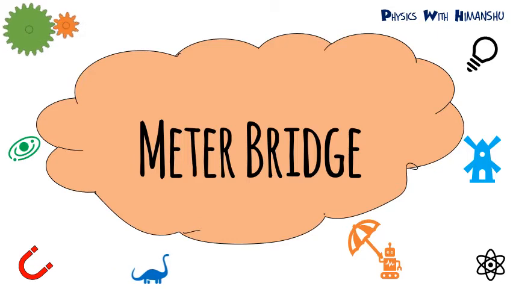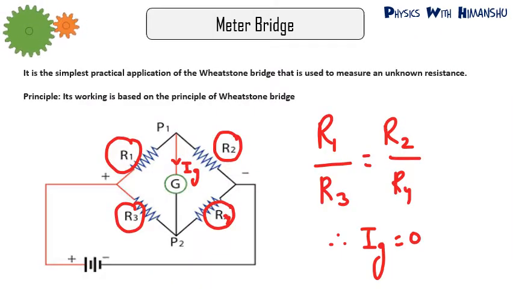Okay, so moving forward. Meter bridge basically has the working principle of a Wheatstone bridge. So what is a Wheatstone bridge, that we already covered in our last lecture. So this will be a Wheatstone bridge when R1 upon R3 will be equal to R2 upon R4, or we can also say R1 upon R2 equal to R3 upon R4. If this condition is satisfied, then the current in galvanometer will be equal to 0.